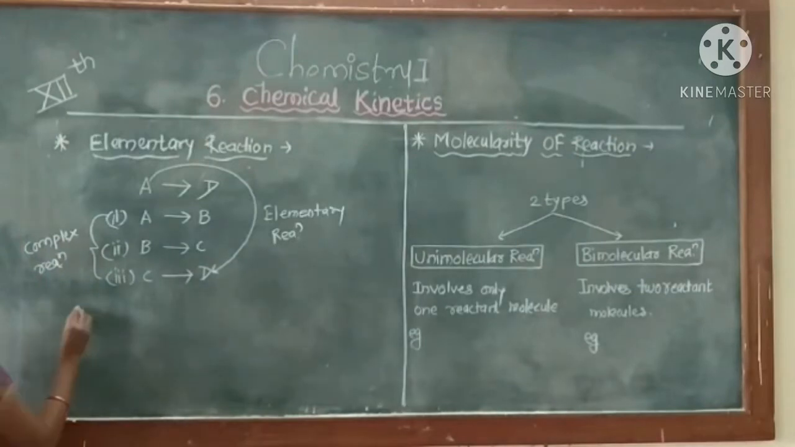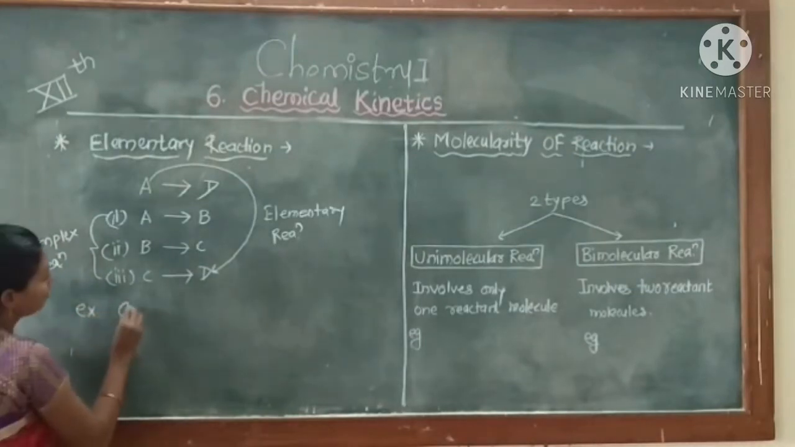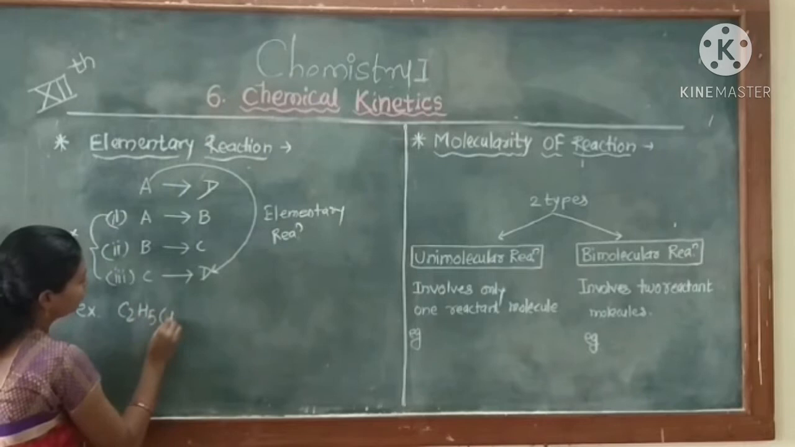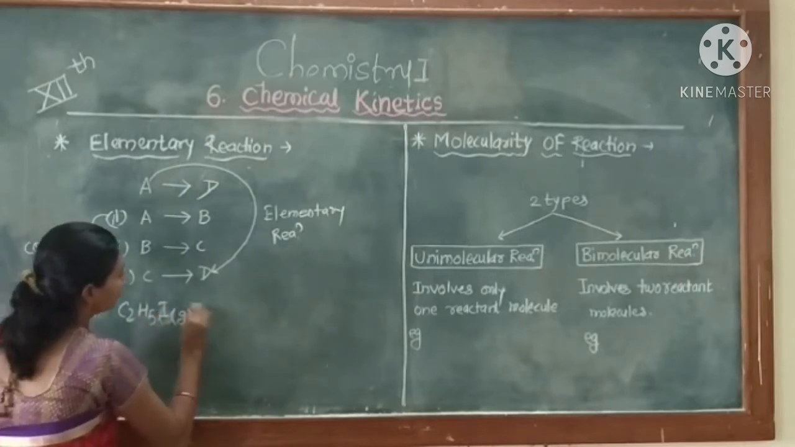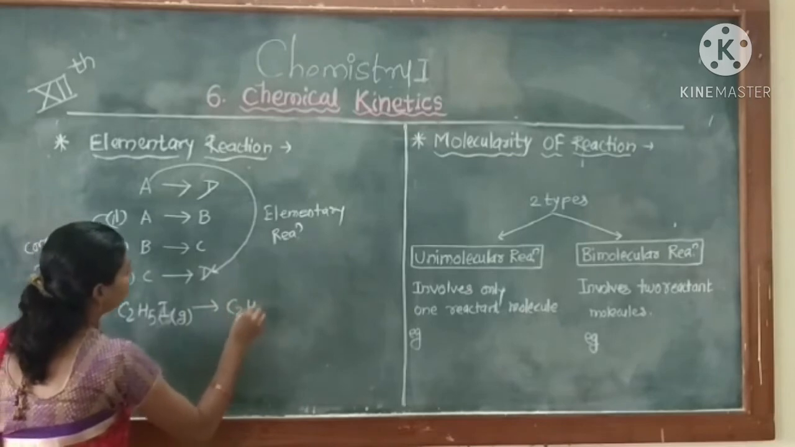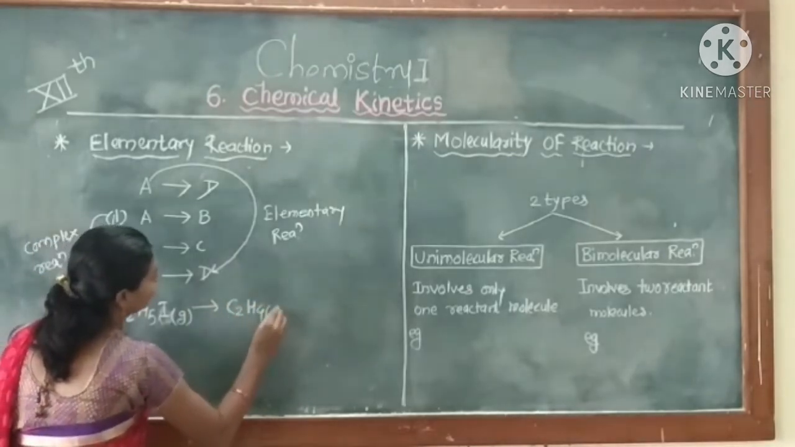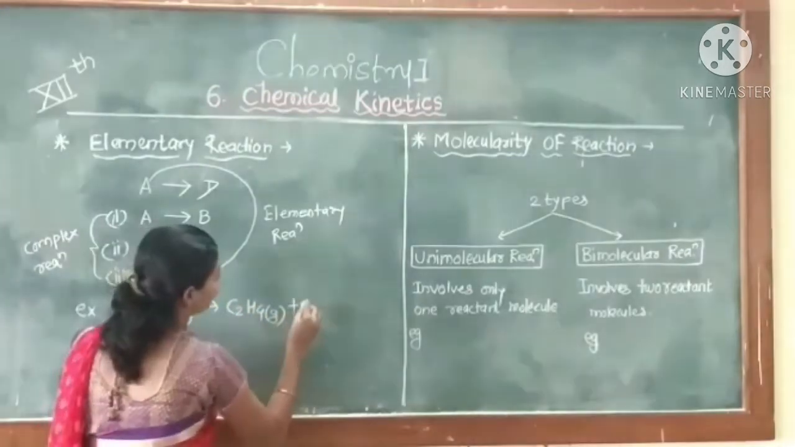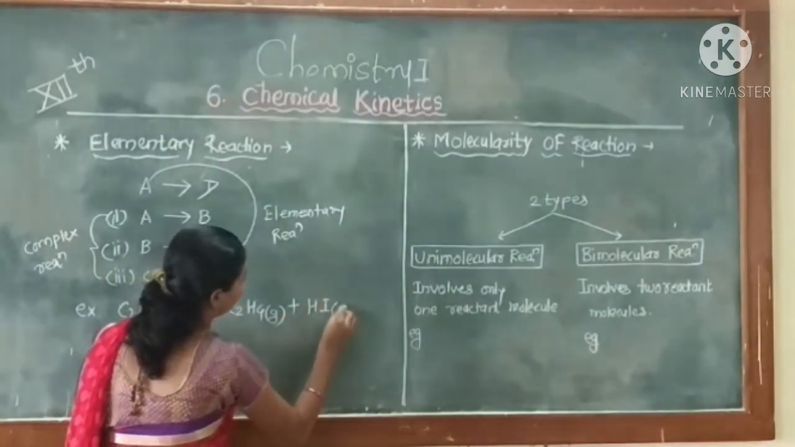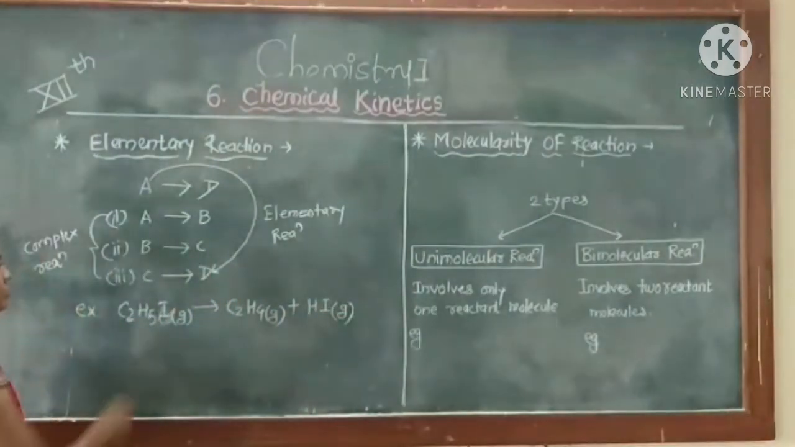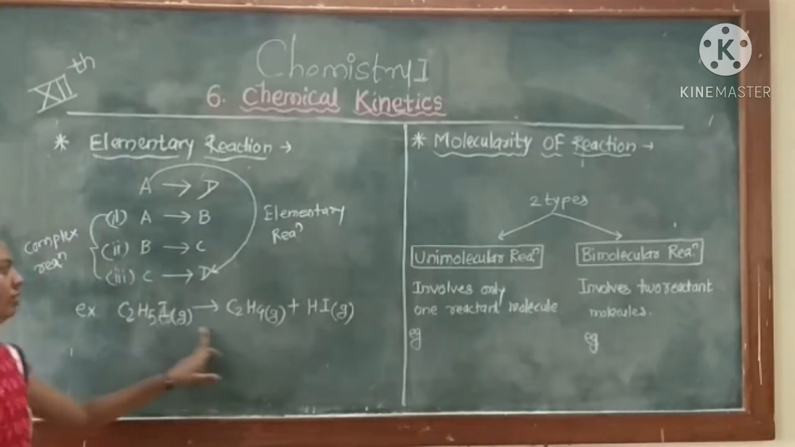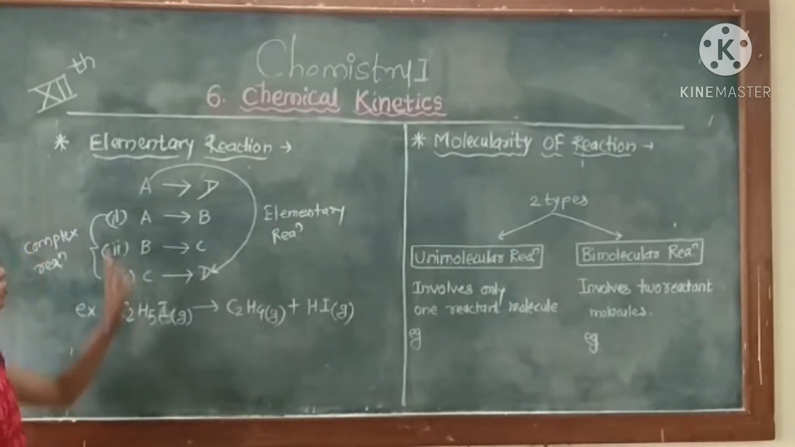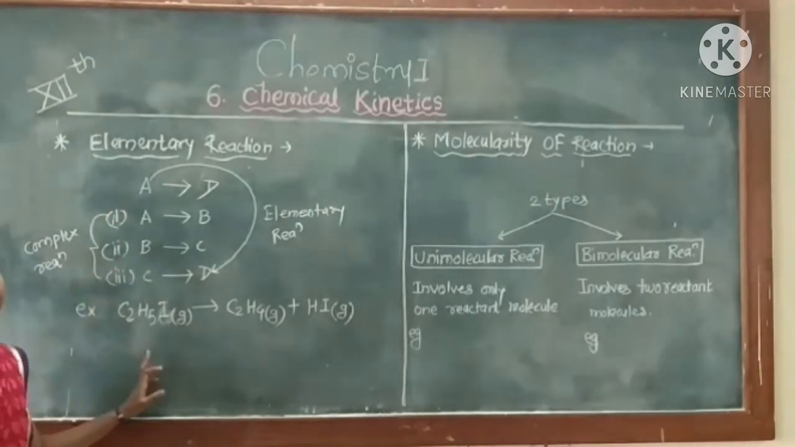If we take one example, that is ethyl iodide. Ethyl iodide gas gives ethylene molecule C2H4 gas plus hydrogen iodide gas. This reaction follows only a single path. That means it is only a single step reaction. So this is called an elementary reaction.